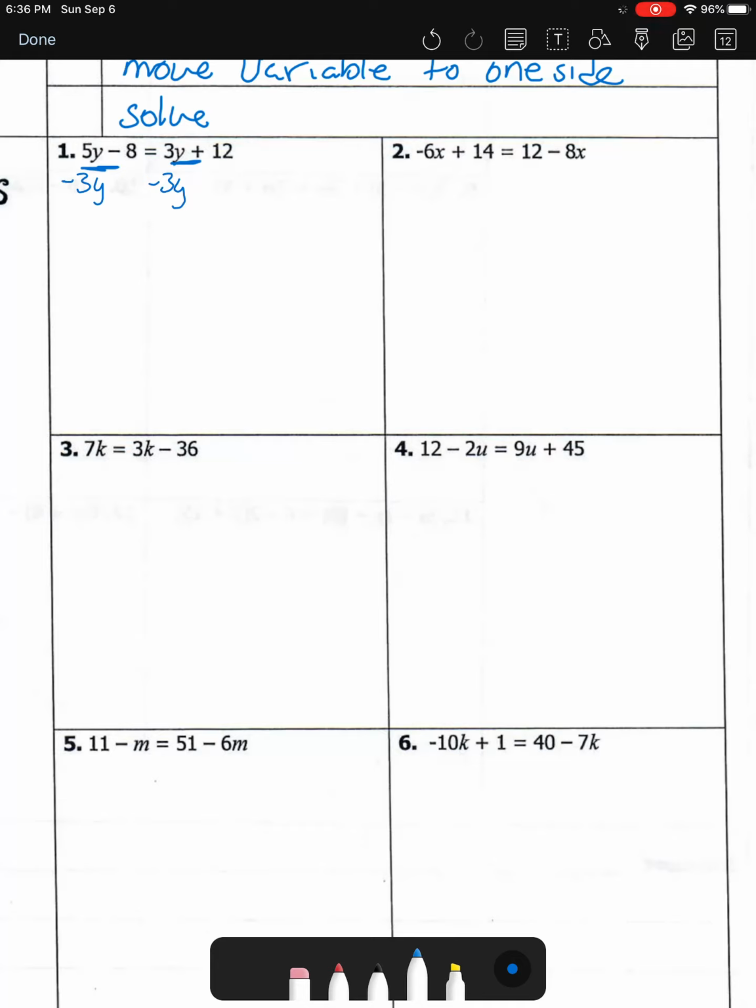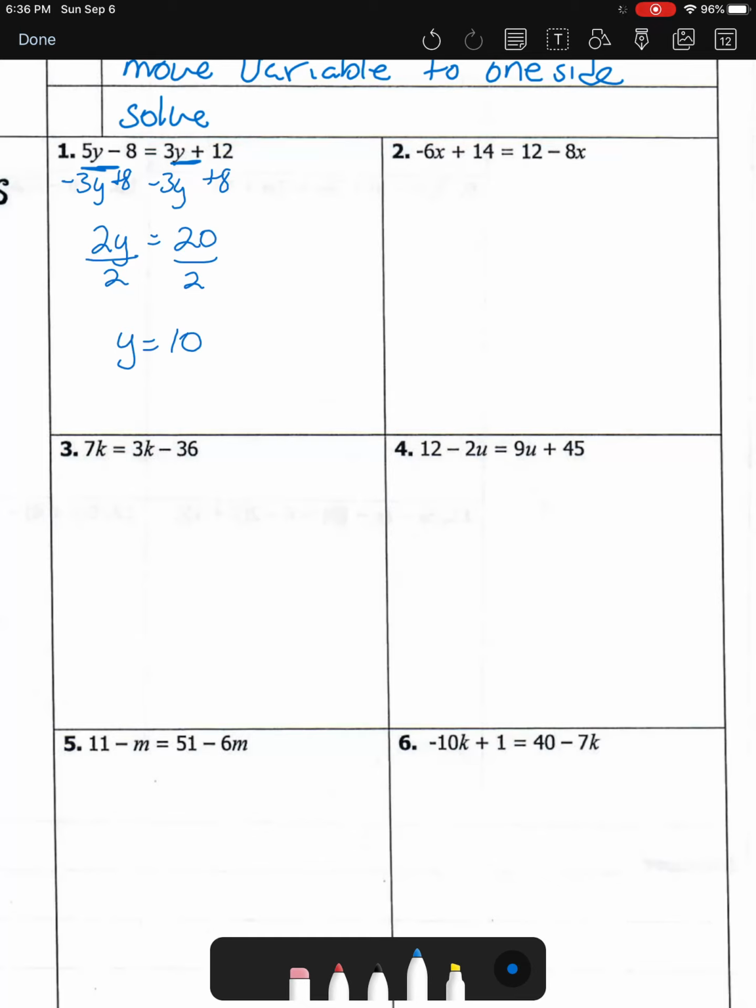Okay, so that's going to be 5y minus 3y gives me a 2y. I've got that 8 there, so we're going to add 8, and we're going to add 8, so that gives me 2y is equal to 20. And then as what we've done previously, we're going to divide by 2, and find out that y is equal to 10.